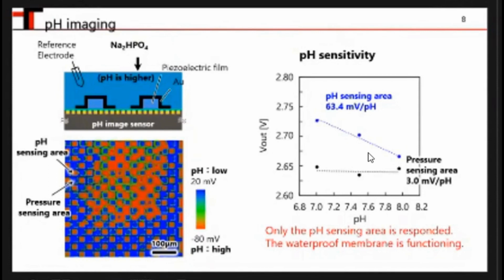Therefore, from pH sensitivity measurement, a good sensitivity of 63.4 millivolts per pH was obtained in the pH sensing area, and the pressure sensing area showed almost no response to pH at 3.0 millivolts per pH. So this shows that the waterproof membrane of the pressure sensing area is functioning.